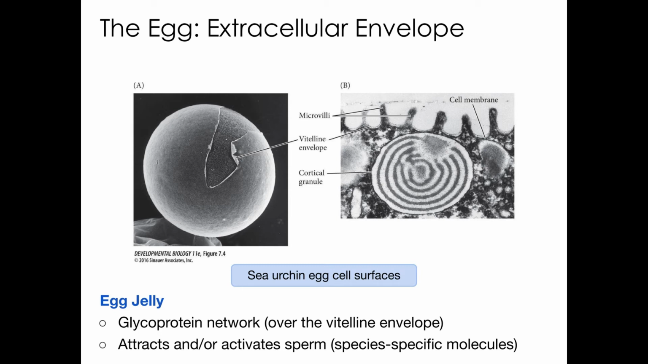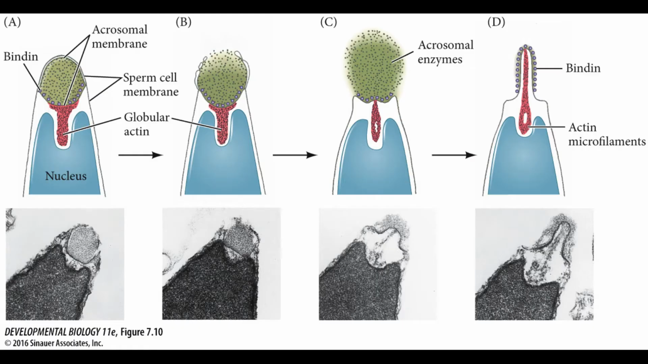It also contains sulfated polysaccharides, and I'm going to talk more about this later, but these polysaccharides trigger the acrosome reaction, which is a process that involves, among other things, the release of digestive enzymes from the sperm's acrosomal vesicle, and those enzymes help to digest the path for the sperm to reach the egg.